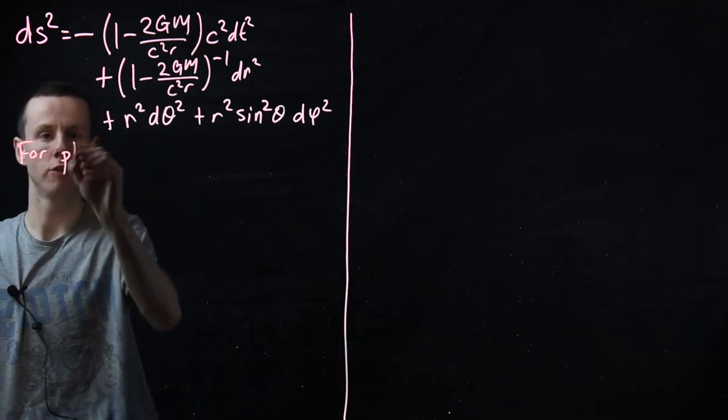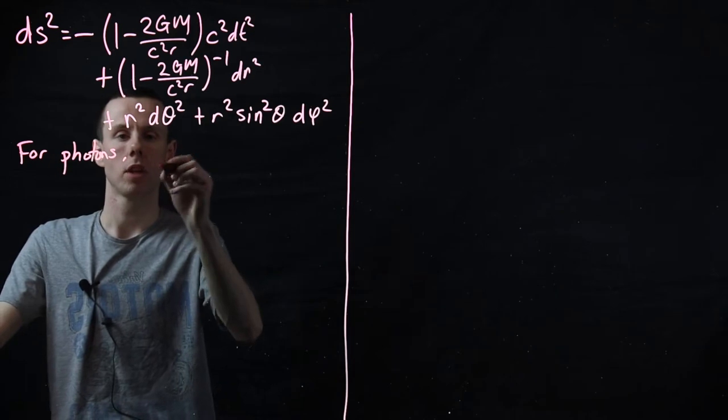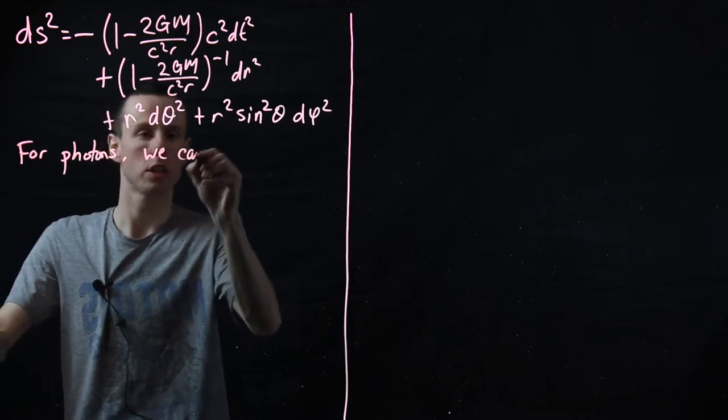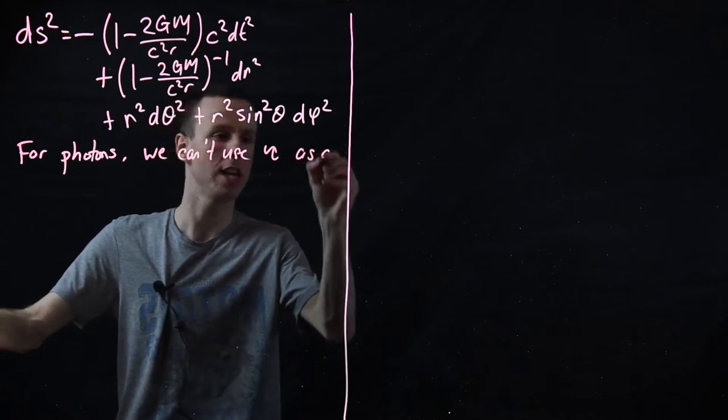So I'll say for photons, we can't use proper time tau as a parameter.